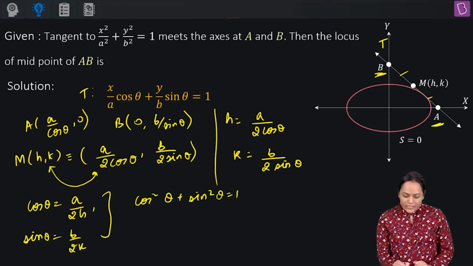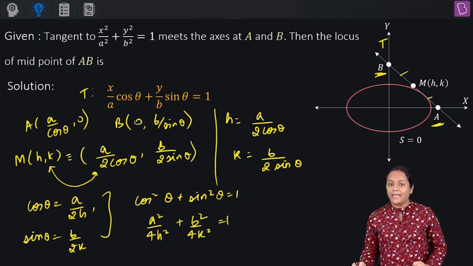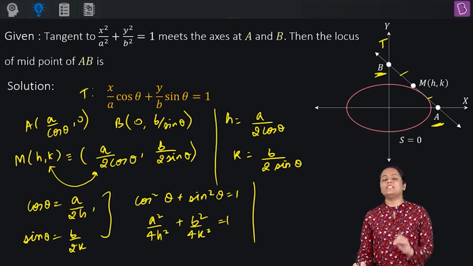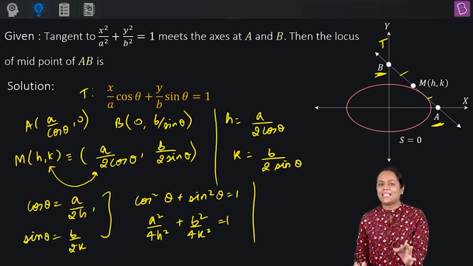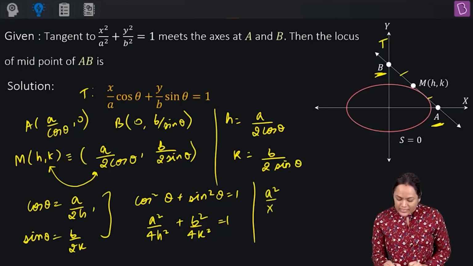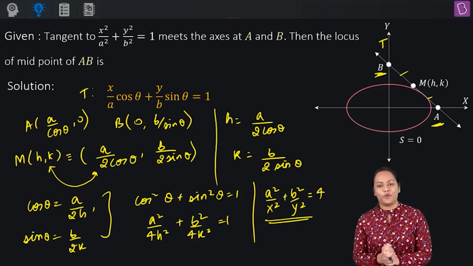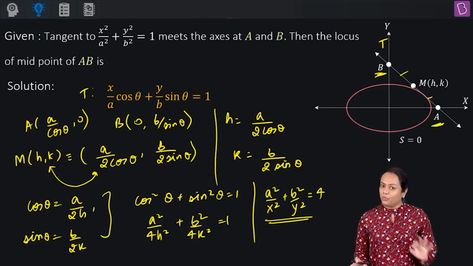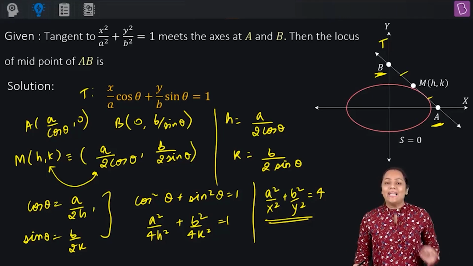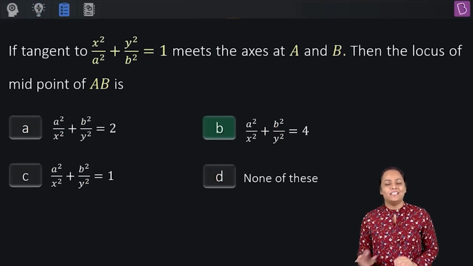So when I do that, it's going to become a square by 4h square plus b square by 4k square is equal to 1. And guys, to write the final answer, we know h has to be replaced by x and k has to be replaced by y. So when I do that, the final answer is going to come out as a square by x square plus b square by y square is equal to 4. This is going to be the final answer for this question. Understood what we have done? Very well. And if we see the options here, we can say that B will become the right answer. Understood, guys?